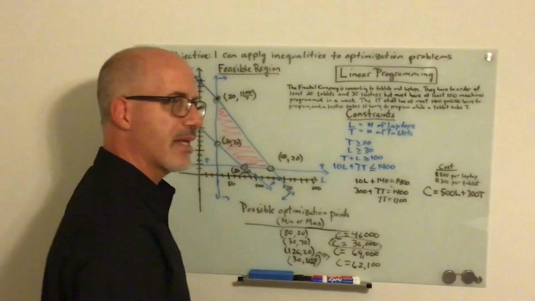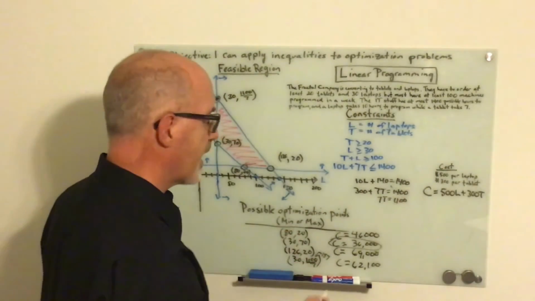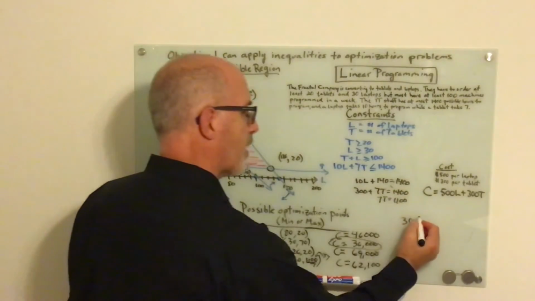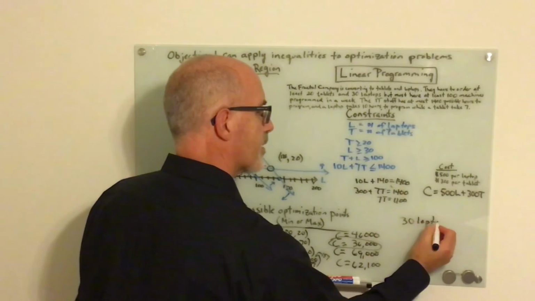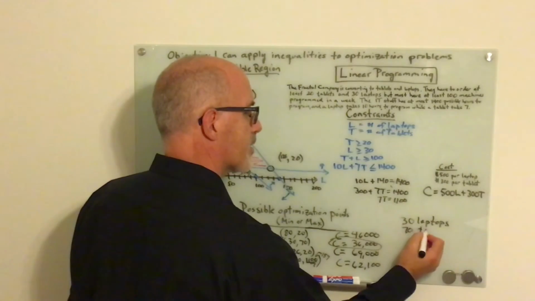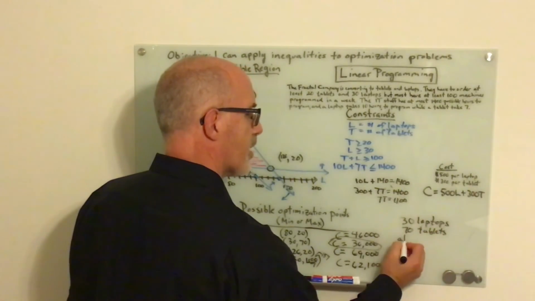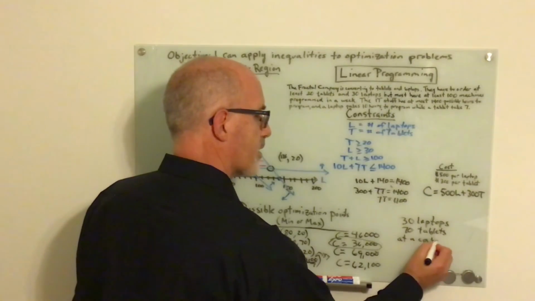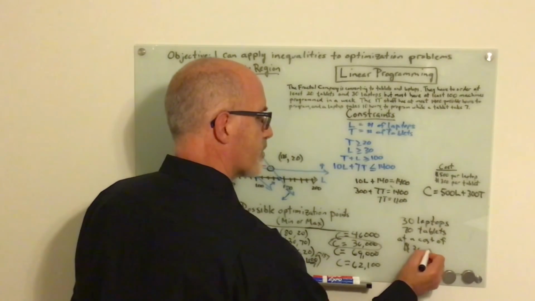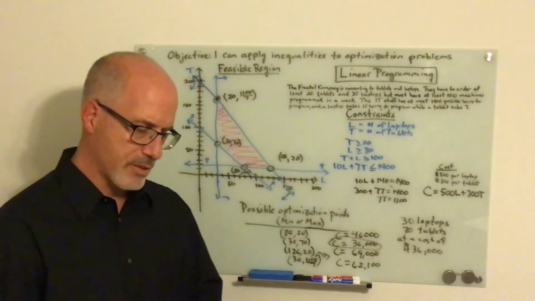So if we're trying to minimize cost but meet all these requirements, what this is saying is that we should do 30, and remember it's L laptops, and 70 tablets at a cost of $36,000. Okay, and that would be the solution to that optimization problem.